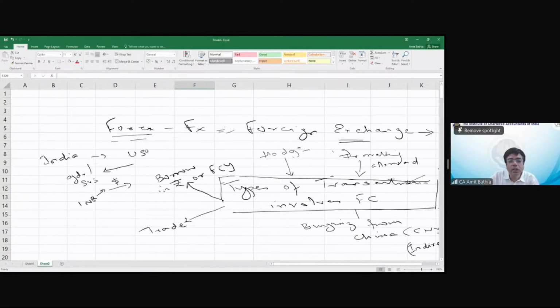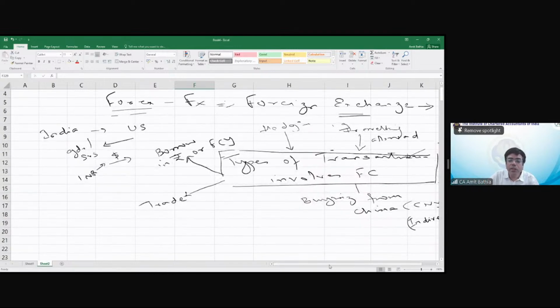So we started with, we are focusing on Forex, foreign exchange. Remember the topic is Forex, exposure and risk management. So we started with the concept of Forex. Why do we need Forex? So there are different types of transactions which happen, right?